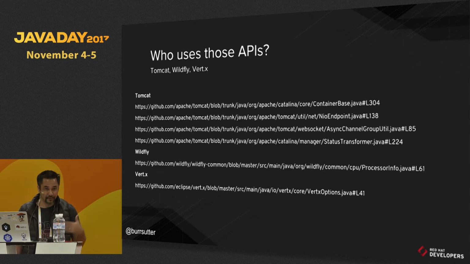Your Tomcat will use those APIs, right? Your Wildfly, the Vertex team who is here, Clement might be here, he's like, okay, we just fixed this in Vertex, so we don't use that API any longer. But these guys use those same APIs to determine how many available CPUs there are, and often they'll spin up the appropriate thread pools based on that count. Okay? So that's where it gets you in a little trouble.